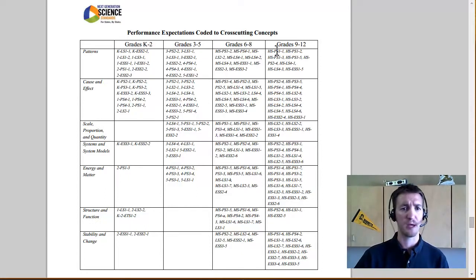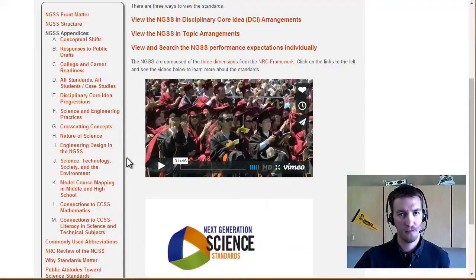So if you go about this as an approach of, I'm going to teach my students about scale and proportion, you may not have to worry about that K through 2.